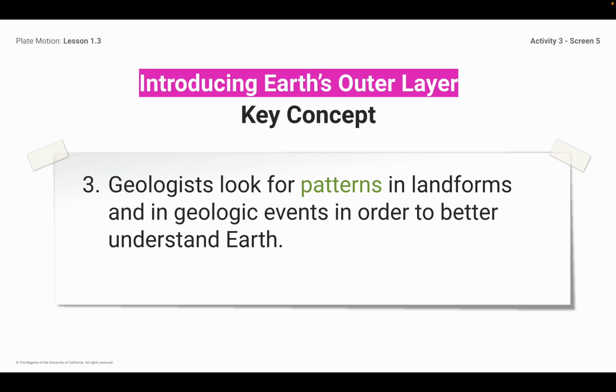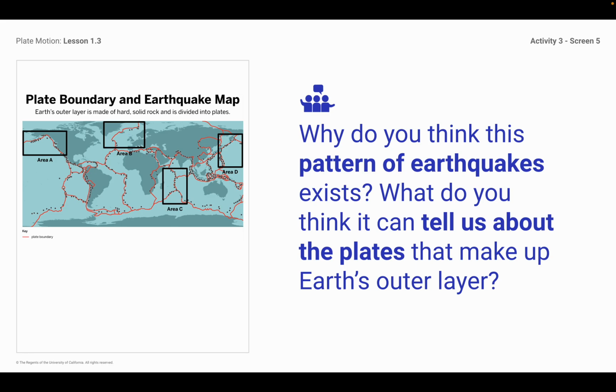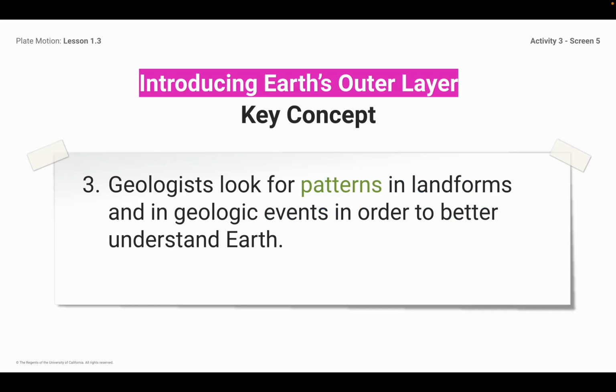Okay. This is our last key concept before we move on to the next lesson, 1.4. Key concept number 3 says geologists look for patterns in landforms and in geologic events in order to better understand Earth. So when we're looking at this, we sure did find a pattern. And understanding that will help us understand Earth and Earth's systems a lot better.